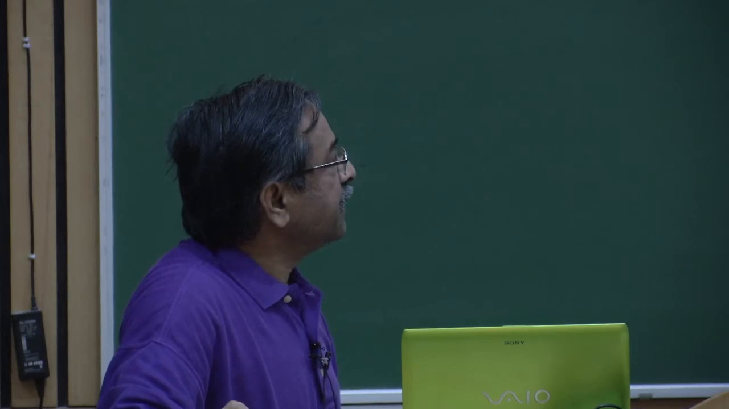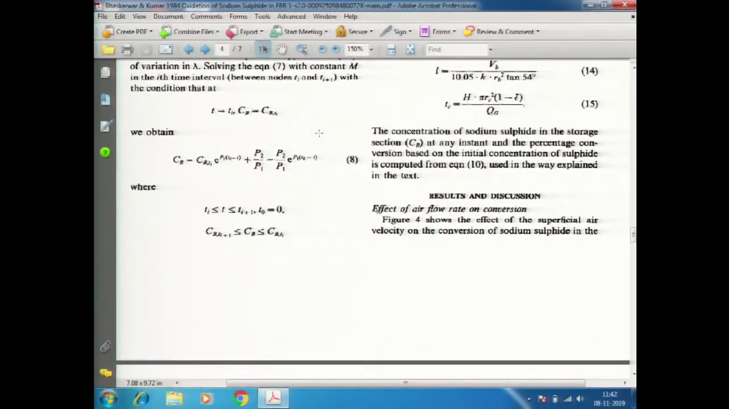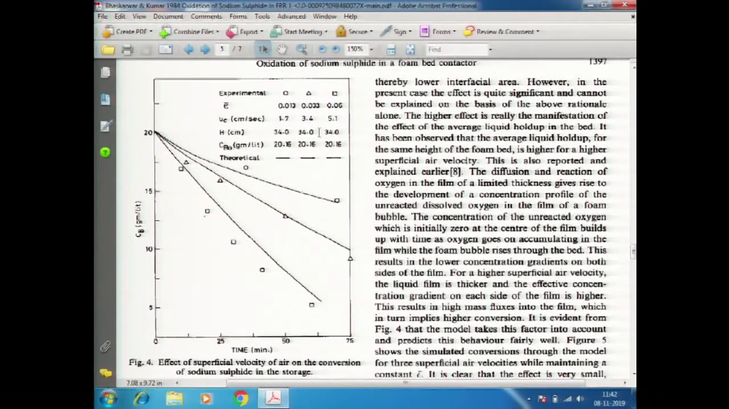A can be obtained from the bubble radius, L can be obtained from Vb, Tc can be obtained from the height. So, all parameters can be obtained. Now, let me wind it up and say here are the results of validation. You see concentration of sodium sulphide plotted versus time up to 75 minutes. The points are experimental data and the lines are theoretical.